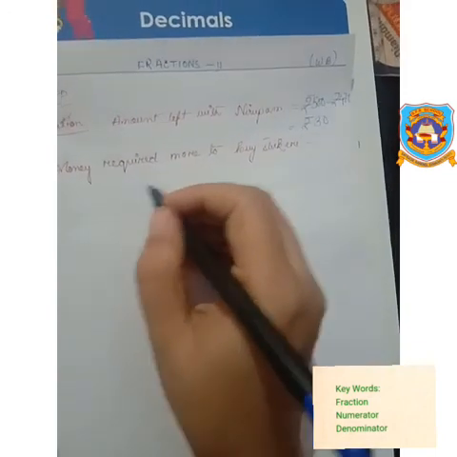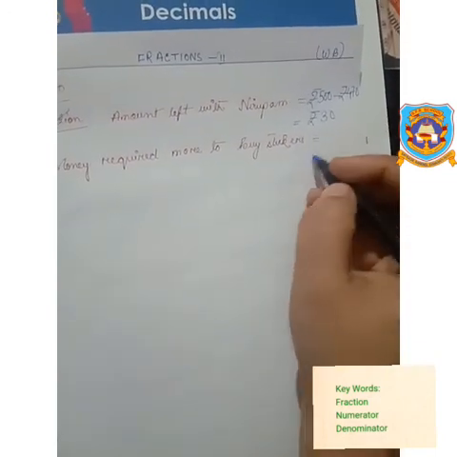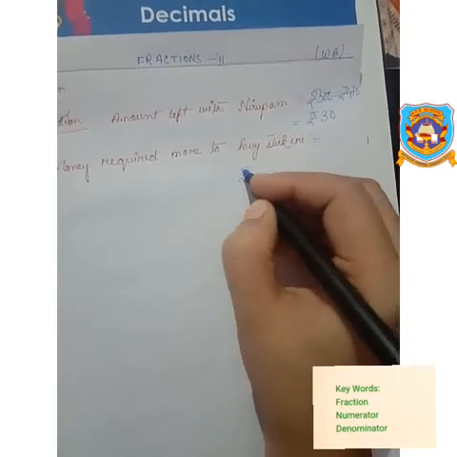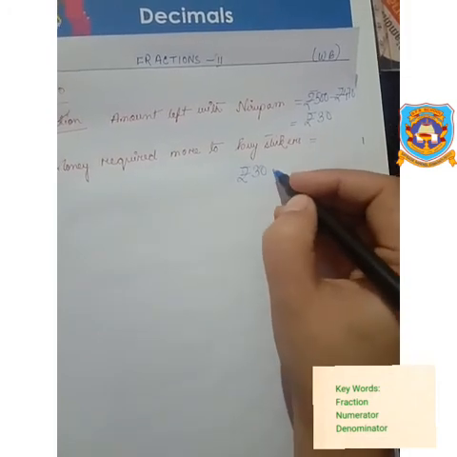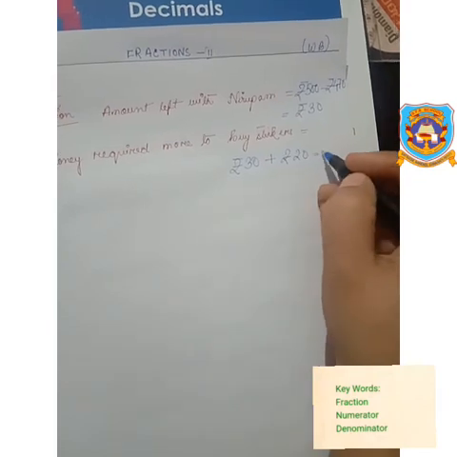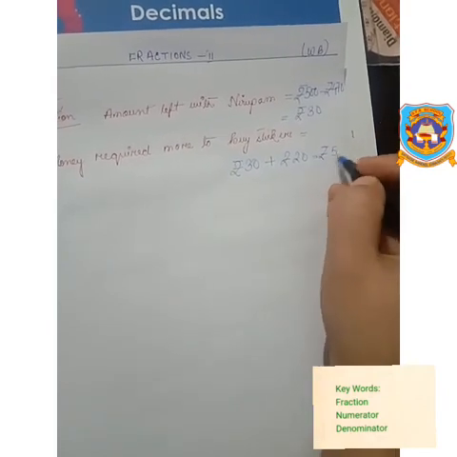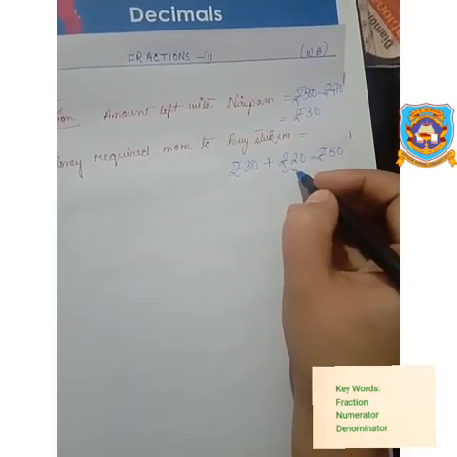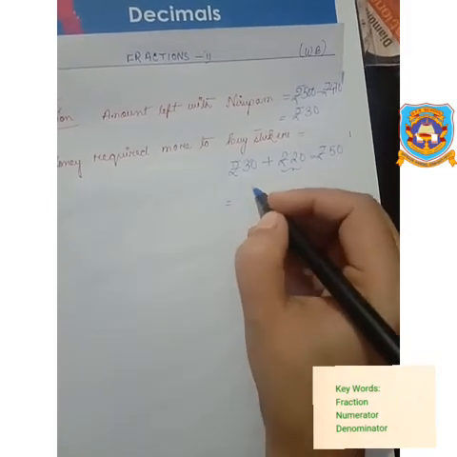Now how much did he require to buy the stickers? The cost of the stickers is rupees 50. Now he has got only 30. How much does he require more? He requires rupees 20 more. Then only it will become rupees 50. Now this 20 rupees he requires extra. You can express that in fractions.